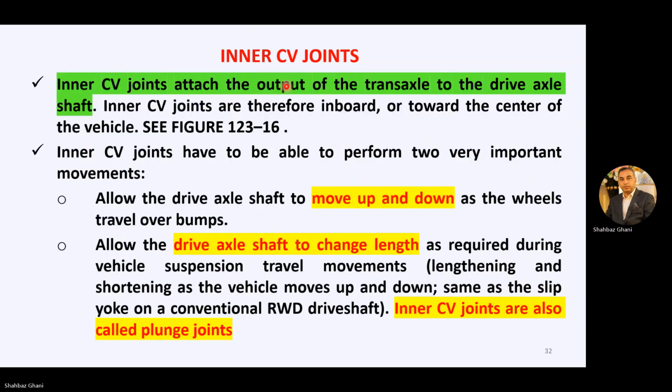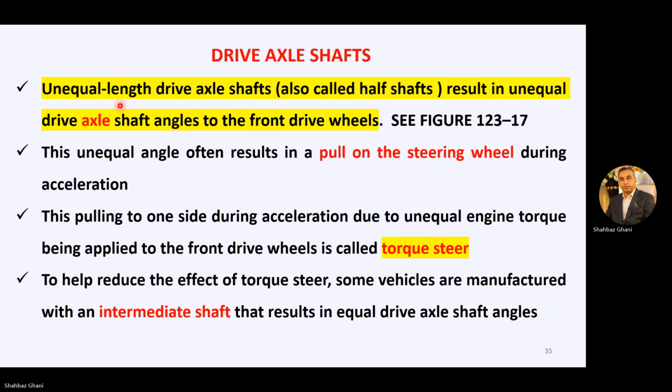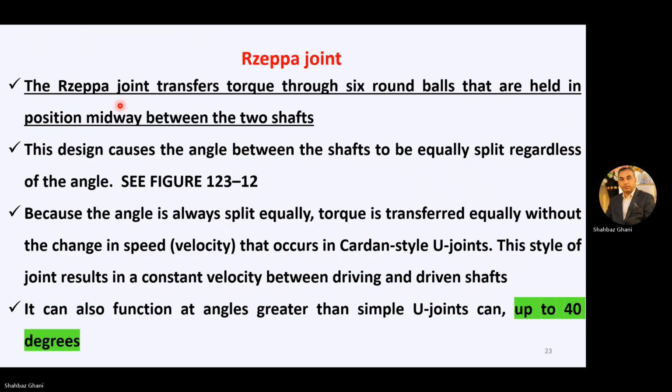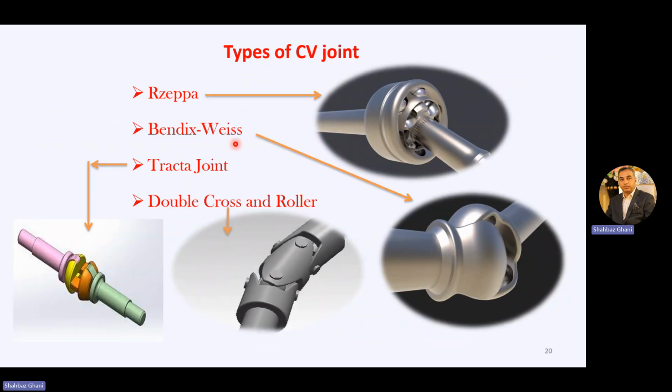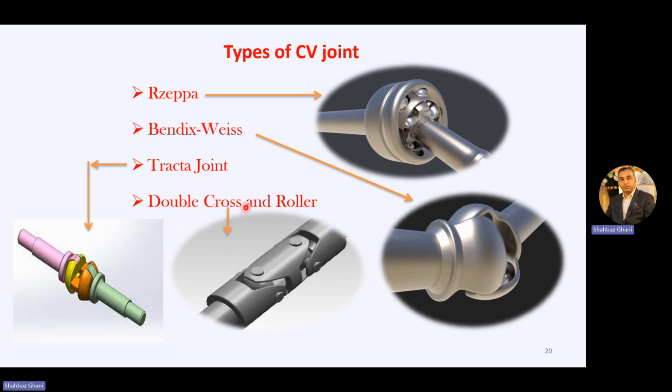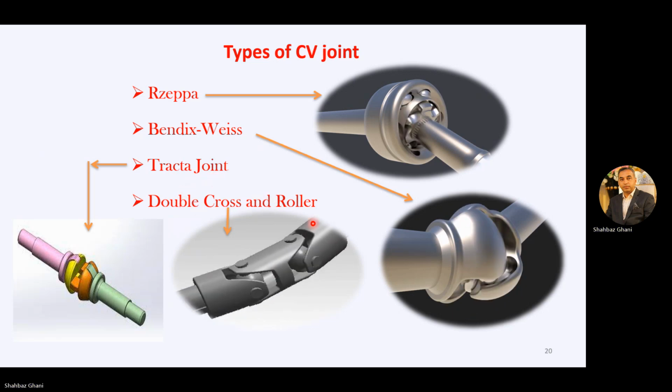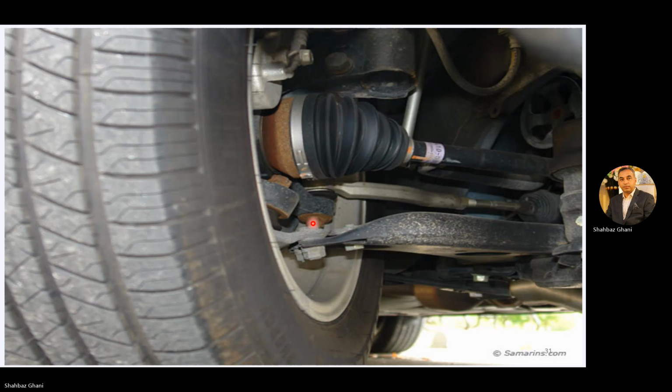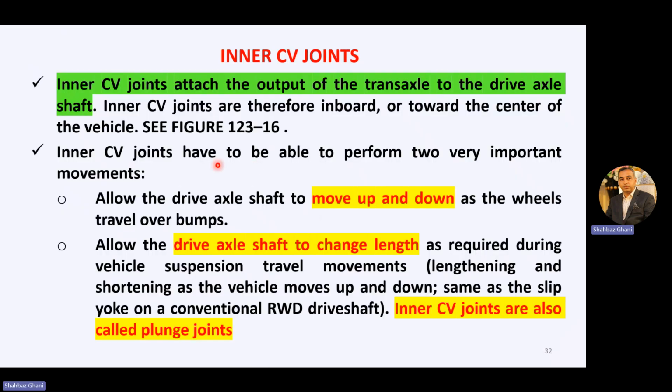Now, a few words regarding the inner CV joints. First, we have studied the outer CV joints. There were 4 types of outer CV joints, and those were Rzeppa, Bendix-Weiss, Tracta, and double cross and roller bearing. Now, inner CV joints. Inner CV joints attach the output of the transaxle to the drive axle shaft.